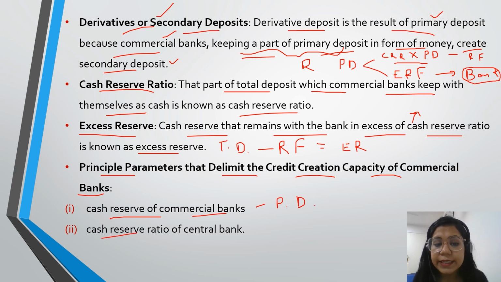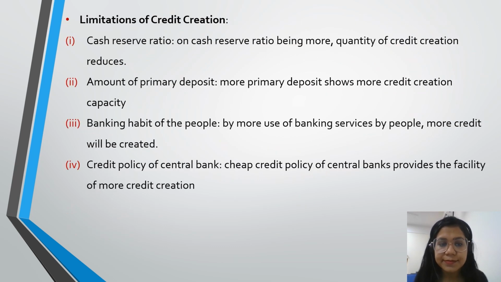Second is the cash reserve ratio of the central bank. If the cash reserve ratio is high, then credit capacity is low, because there is an inverse relationship between the cash reserve ratio and the credit creation capacity. So let's see what are the limitations. Limitations of credit creation. As I said, we had done 8 limitations.